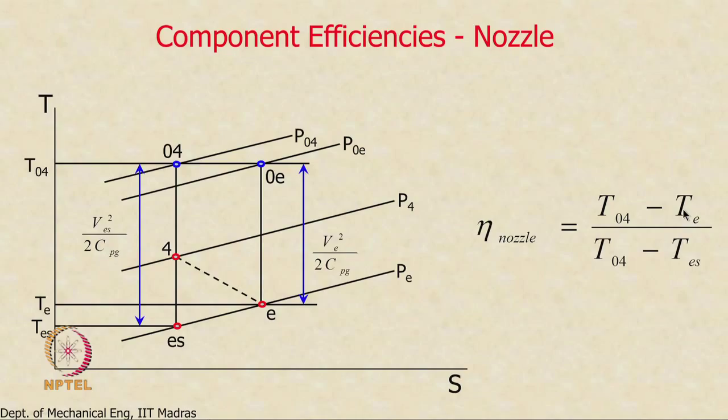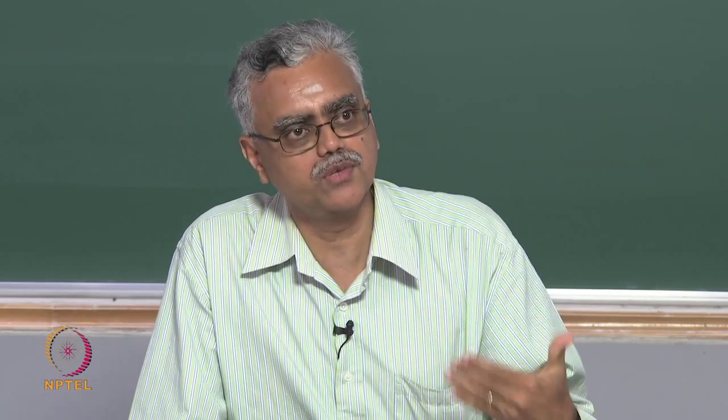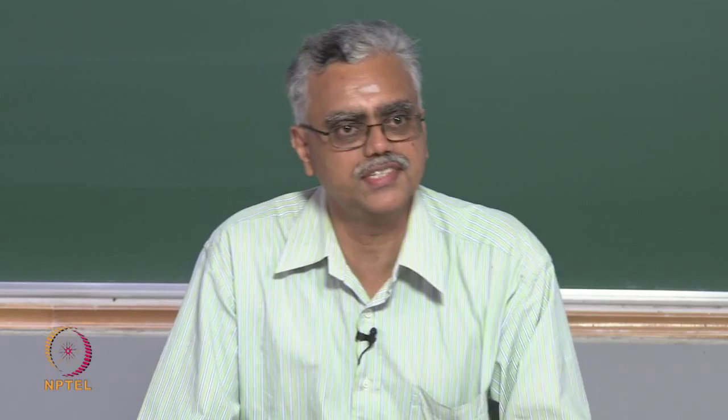T04 minus TE divided by T04 minus TES, because the conversion of the enthalpy to kinetic energy is what we are trying to do in this particular device. Similarly, if you look at the efficiency expression for the inlet, you would notice that you get a similar kind of thing: velocity square at the exit of the inlet divided by velocity square at the free stream, because the inlet is also supposed to recover the momentum of the fluid as pressure. That is why that efficiency is defined in that way.